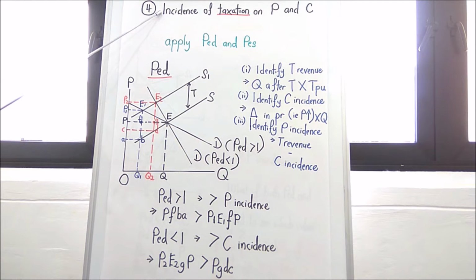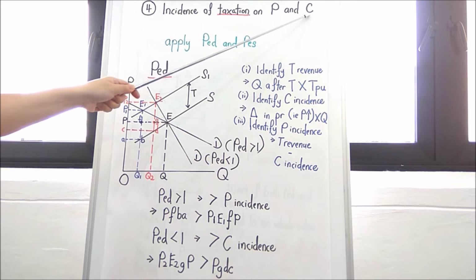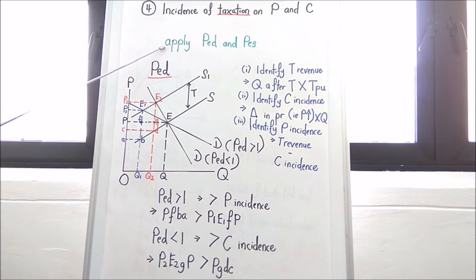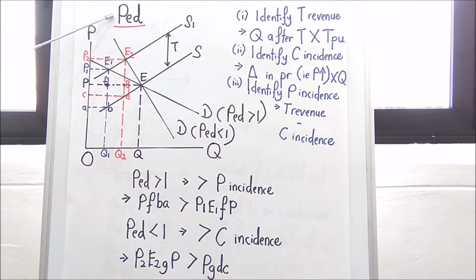As for the incidence of taxation on producers and consumers, we need to apply both PED and PES. First, we shall talk about the application of PED. So, the consumer and producer incidence will come from the tax revenue. So, the tax revenue, if PED is less than 1, will be P2, E2, D, and C. So, out of here, we will find out where the consumer and producer incidences are.